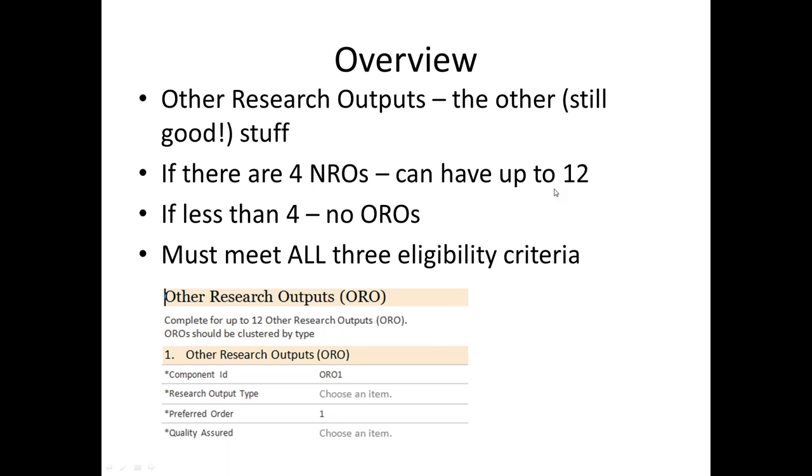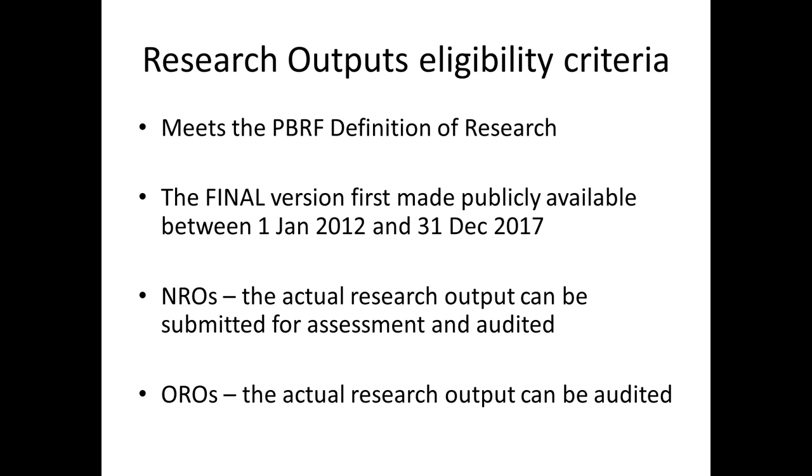These also have to meet all three of the eligibility criteria. First, it meets the PBRF definition of research, and I'll go through that in a minute. Second, the final version was first made publicly available between the 1st of January 2012 and 31st of December 2017. The final version made available, that's published, performed, exhibited. Third, for NROs, the actual research output can be submitted for assessment and audited. OROs, audited.